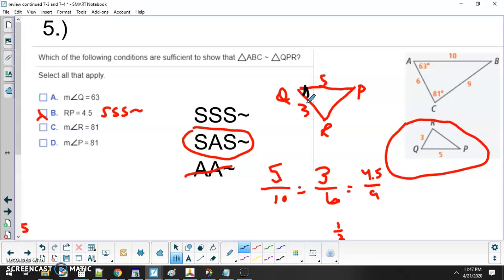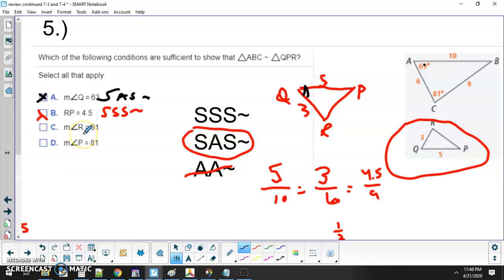If angle Q is the same angle as angle A, which is in the same position, then we would be able to prove it by side angle side similarity. So if angle Q is 63, we could do side angle side similarity. Now that is provided that the sides have the same ratio. So you have to test to make sure the sides have the same ratio, which we already showed that those two side pairs have the ratio of 1/2. So that's sufficient to do side angle side similarity.